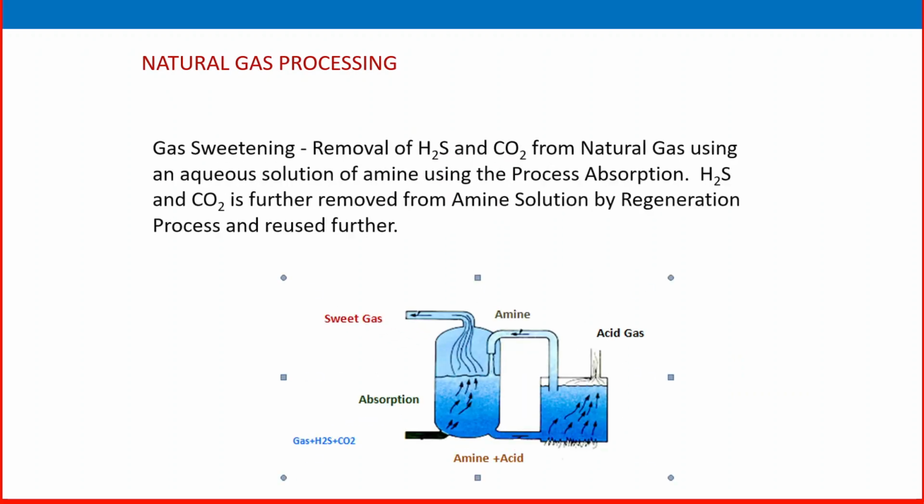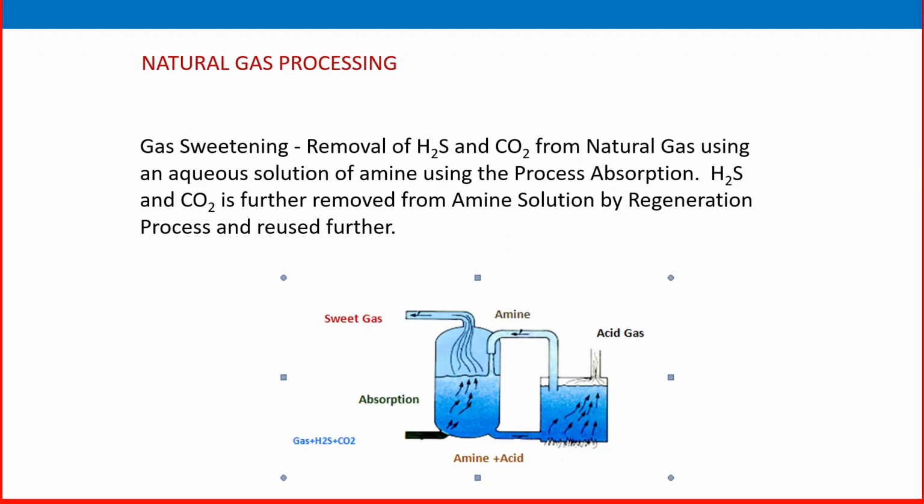So natural gas processing. As I discussed in the last class, today we are taking gas sweetening: removal of H2S and CO2 from natural gas using an aqueous solution of amine, using the absorption process. H2S and CO2 are further removed from the amine solution by a regeneration process, and the amine is reused. This we have already discussed in the last class.